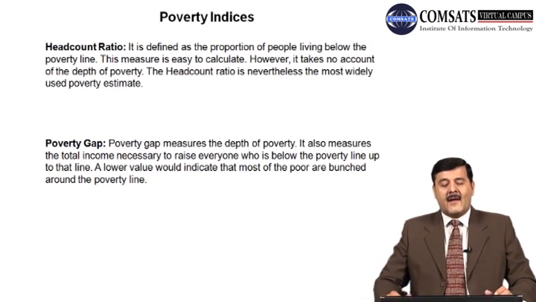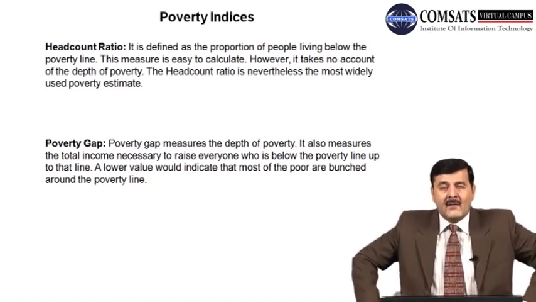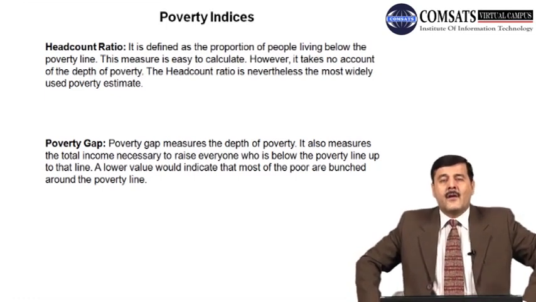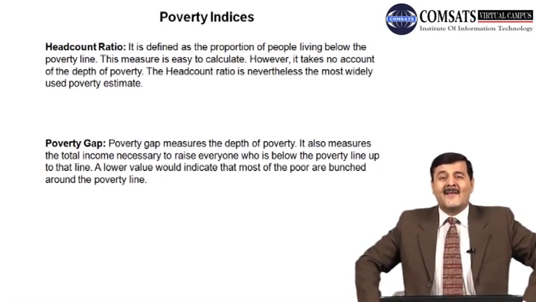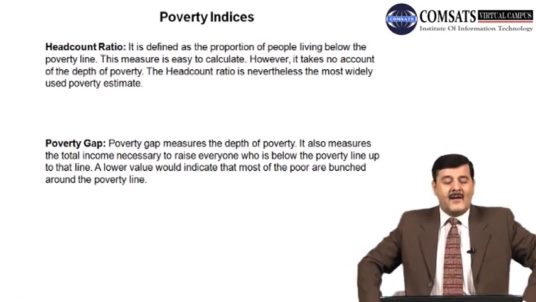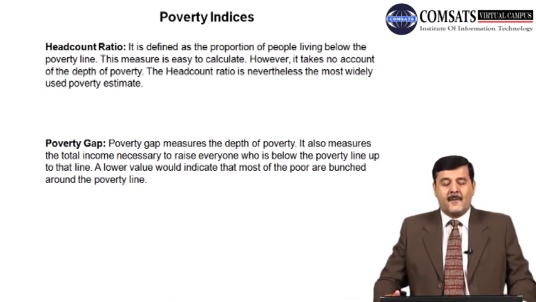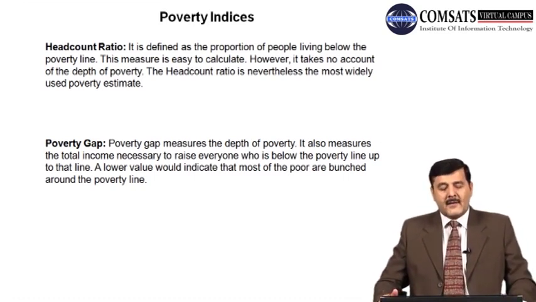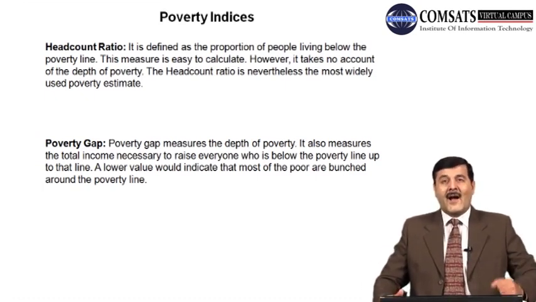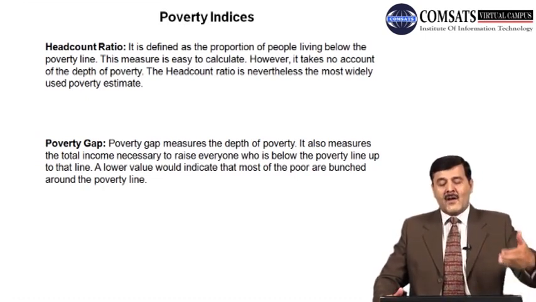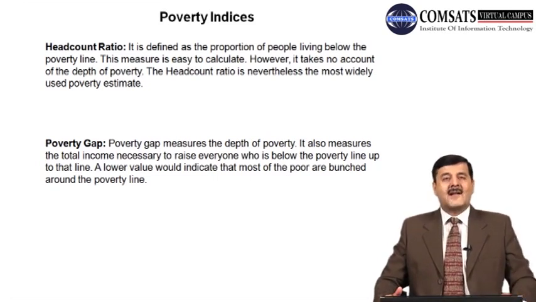So this measure is defined as the proportion of those people who are living below the poverty line. It is easy to calculate, but however, it does not tell us the depth of the poverty. So the head count ratio is nevertheless the most widely used poverty estimate for measuring the poverty in a country or in an economy. If we talk about the poverty gap, it measures the depth of poverty in a country. It also measures the total income necessary to raise everyone who is below the poverty line up to that line.